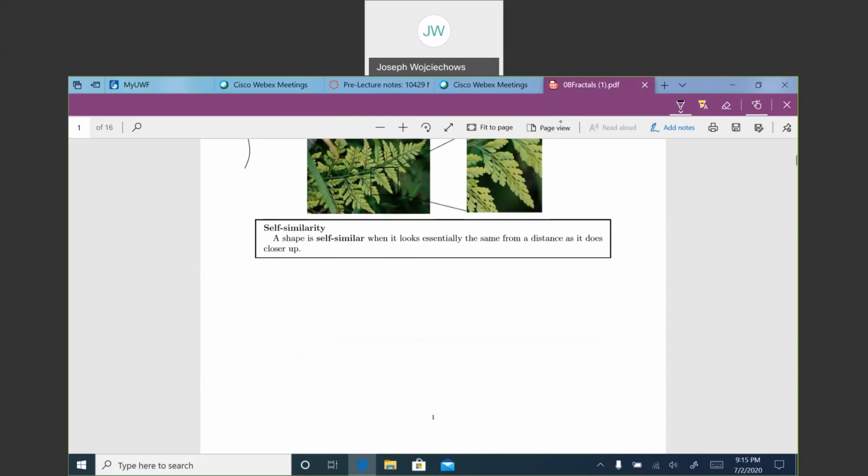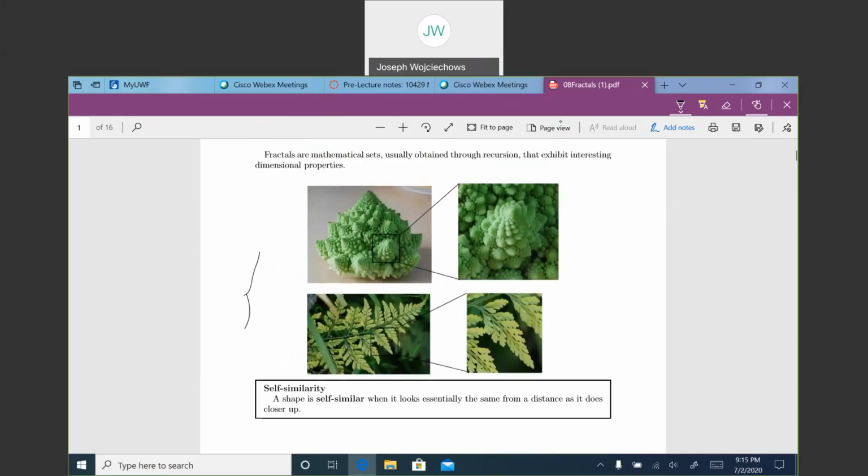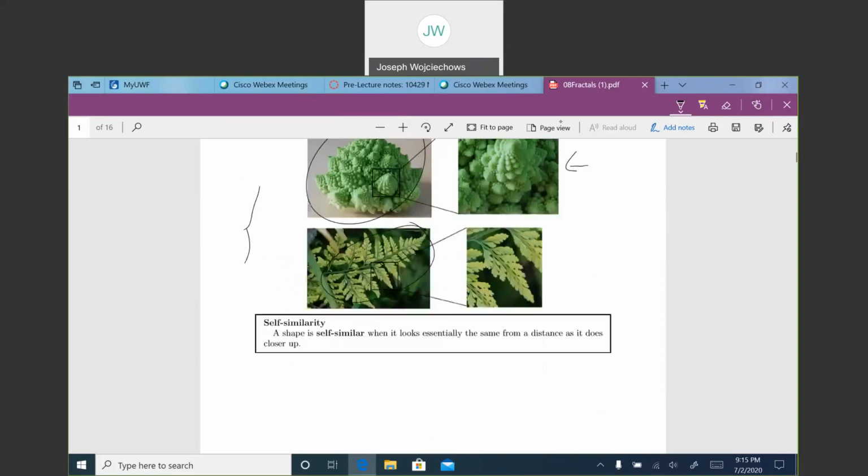A shape is self-similar when it looks essentially the same from a distance as it does close up. Again, if you look here, we're blowing up this area here, and it looks the same as the entire thing. Same here, you have this whole leaf, then we blow up an individual leaf, and there it is, the same look.